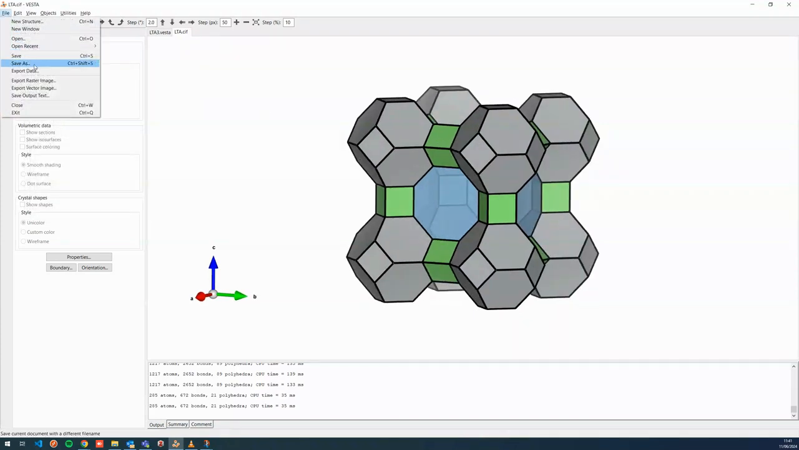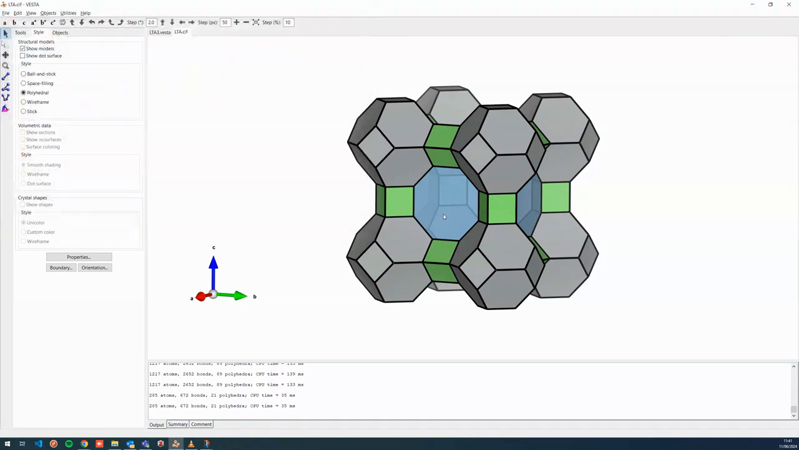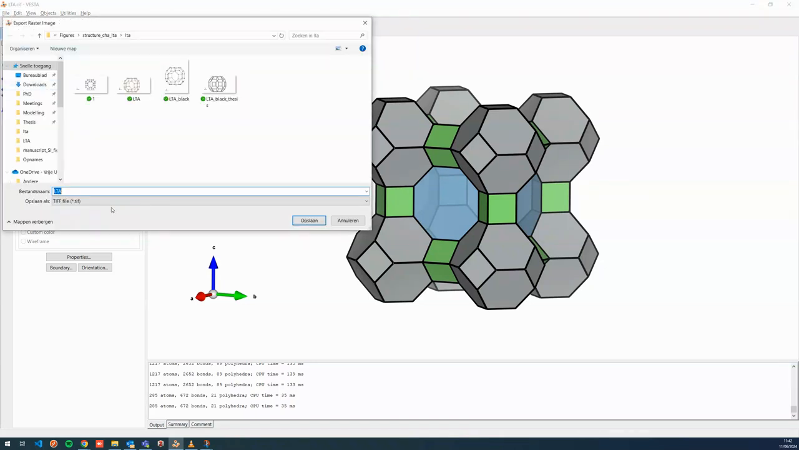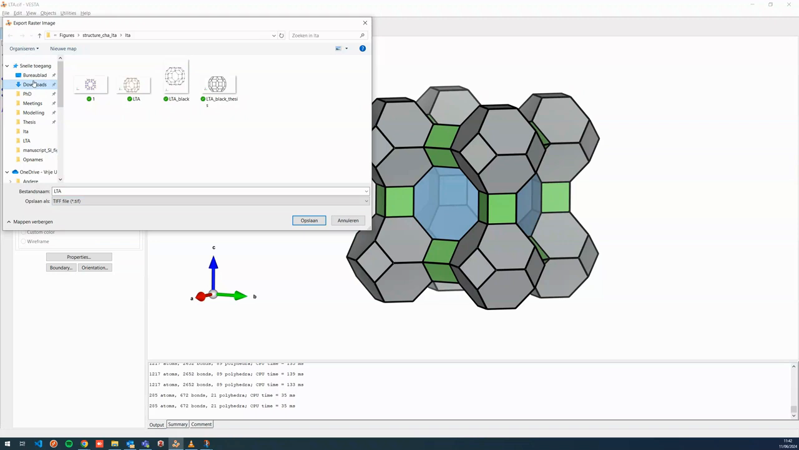You can now save this figure. This is just saving a lot when you're using VESTA. You can save this in a VESTA format, and then it will really save how it looks right now. You don't have to reset anything. And if you want to have a picture, you can export it as a raster image. You have a bunch of options of how you want to save it. I usually save it as a TIFF file.